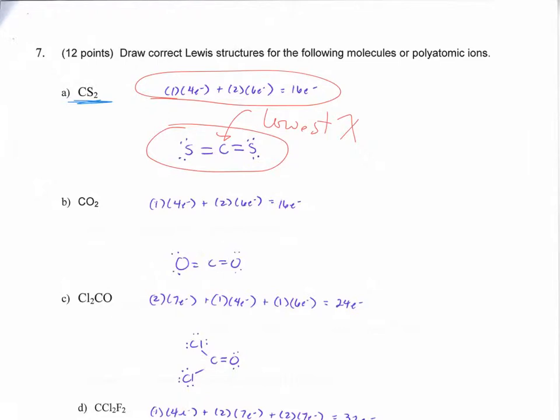Notice here on my answer key, I didn't draw the preliminary Lewis structure and all that. But what I did make sure is that my central atom, which is the carbon atom here, had a complete octet.